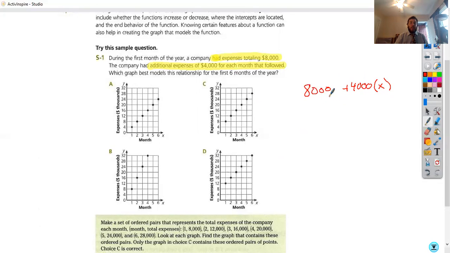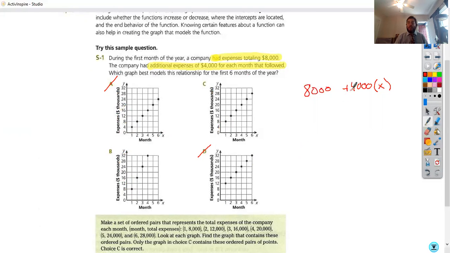So if we take a look here, we're looking for which one of these functions during the first month of the year had a total of 8,000. So that means at month 1, we're looking for the expenses to be 8,000. Well, for A, at month 1, the expenses are 4,000. Not going to be our answer here. B, the expenses for month 1 were at 8,000, so possibly. C, our expenses for month 1 were at 8,000, so possibly. D, at month 1, they had expenses at 12,000. Not going to be our answer.